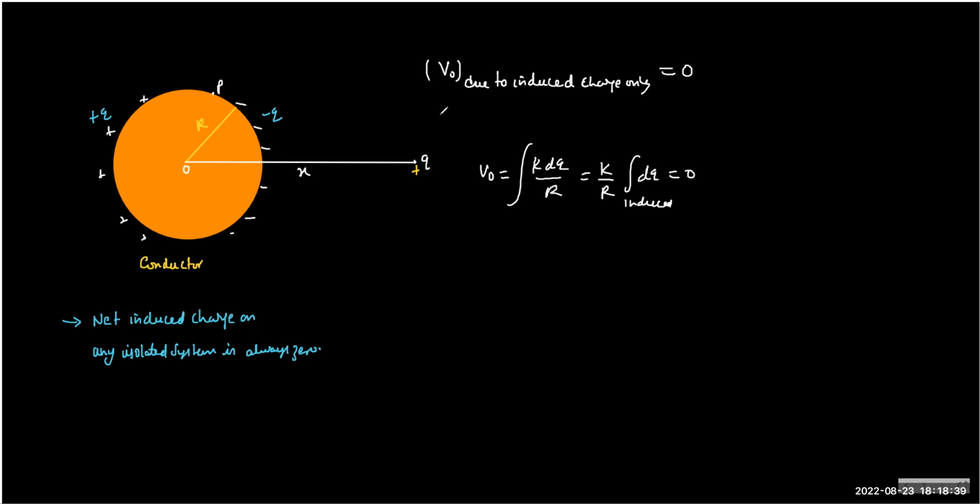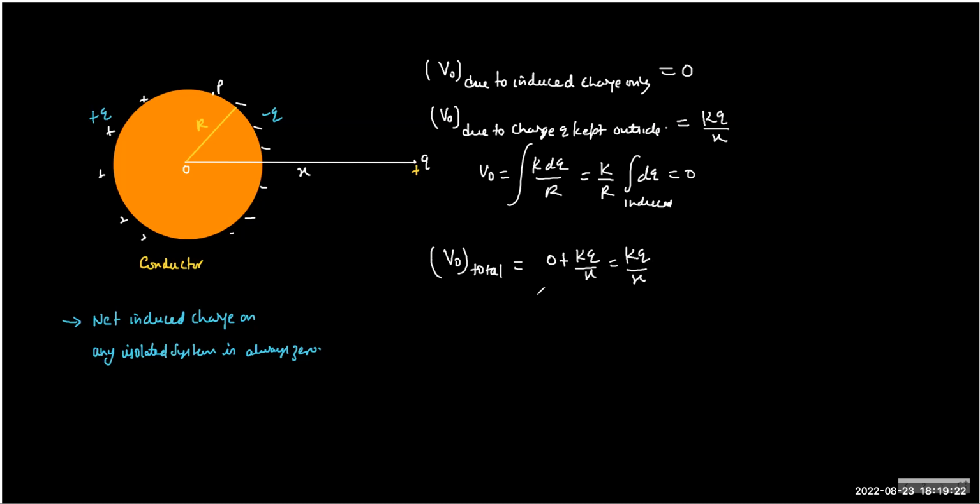And what else I said? I said potential follows the principle of superposition, which means potential at O due to charge Q kept outside. So potential due to charge Q at O will be how much? KQ by X. So the total potential at O will be how much? KQ by X. Yeah. But the benefit is, because as I said, the conductor is equipotential, you need not worry, because once you know the answer for one point, the same is going to be true for every other point of the entire volume and so the surface. So can we say this is the potential at P? Yes.